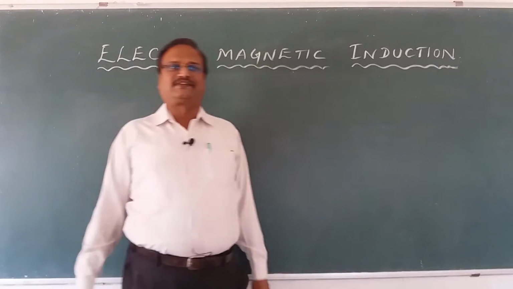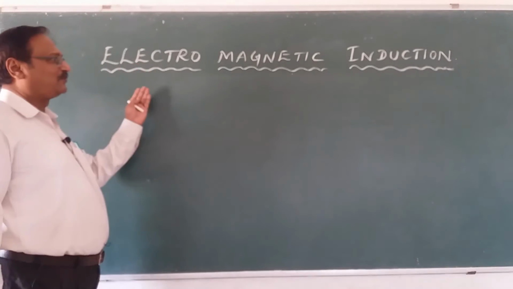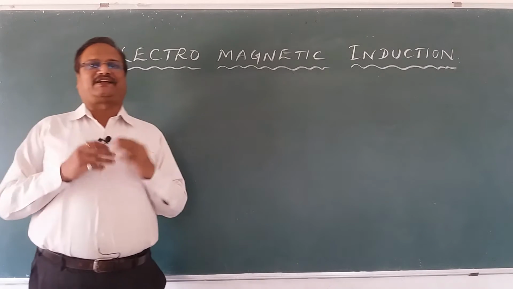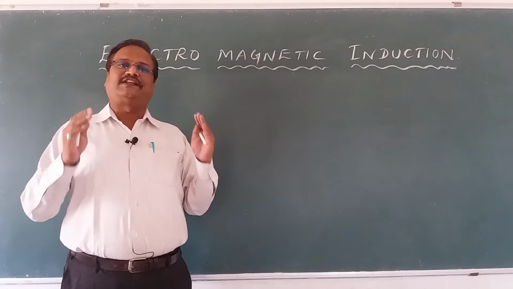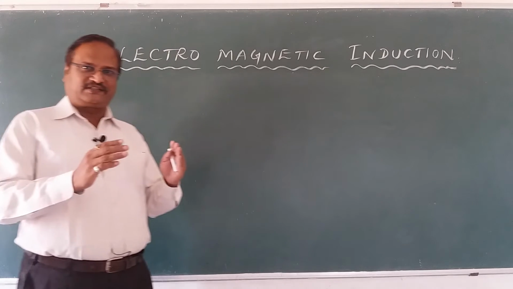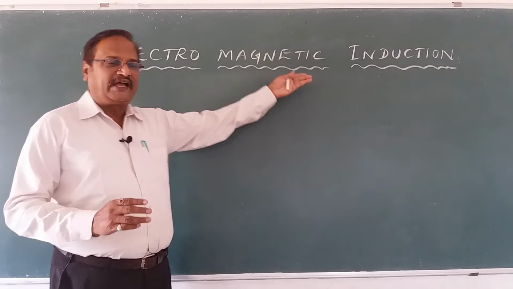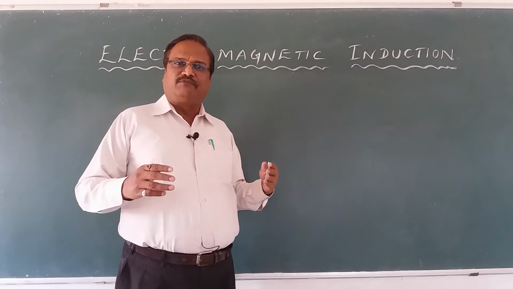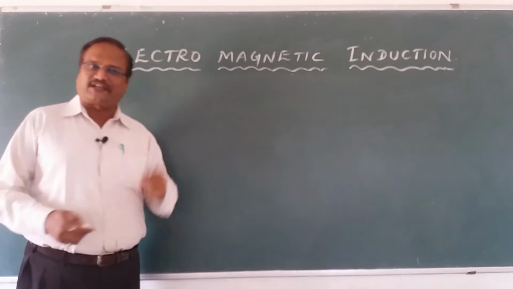Hello students, in the previous video we began with electromagnetic induction. What is electromagnetic induction? When the magnetic flux across a coil changes, EMF is induced. The induced EMF produces a current and flow of electrons, and that is called induced current.